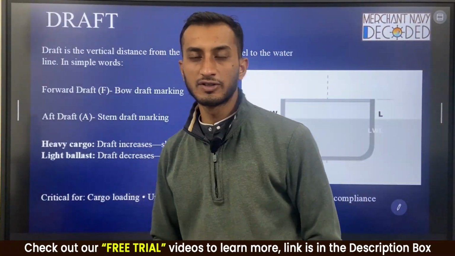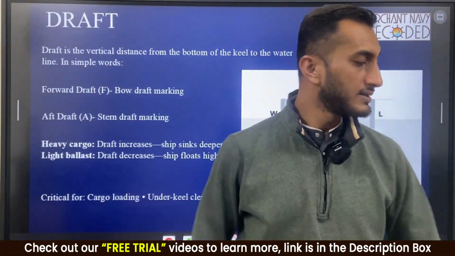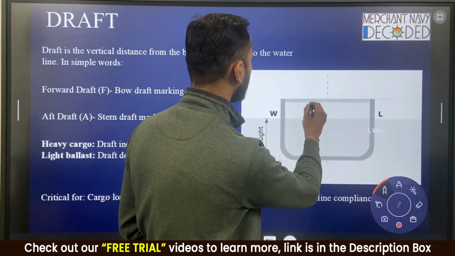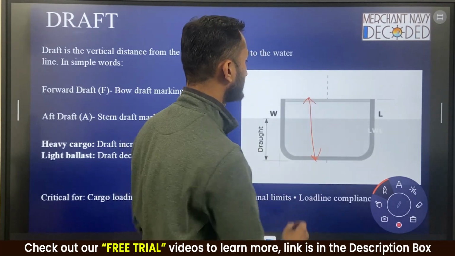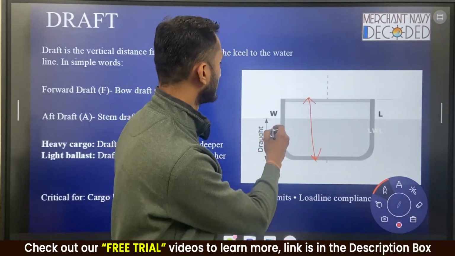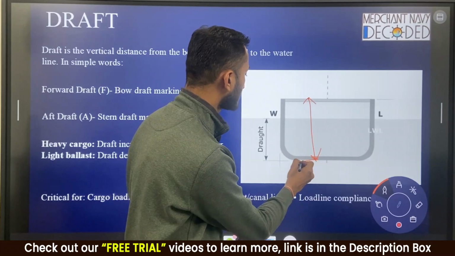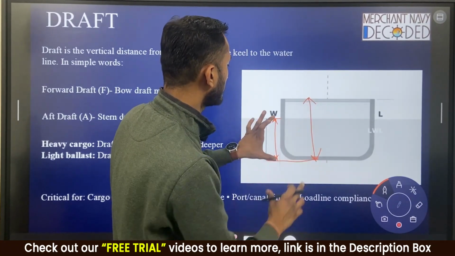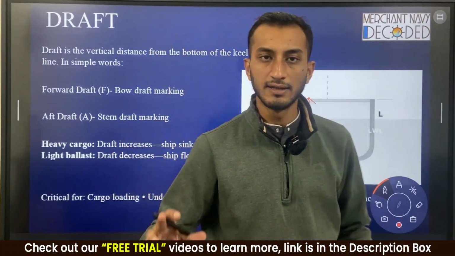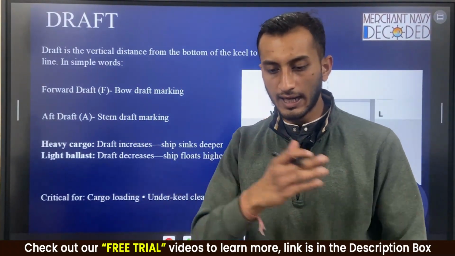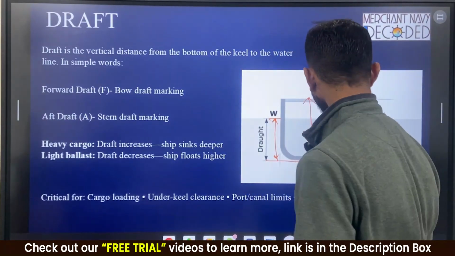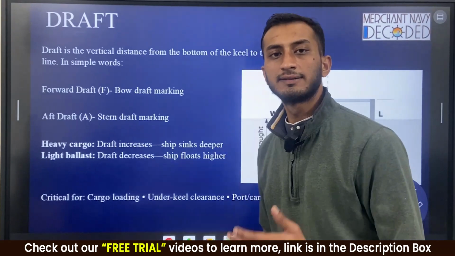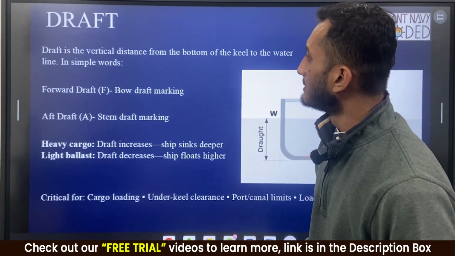Next is the draft of the ship. What is the draft of the ship? This was the depth. Now the draft is the vertical distance from the bottommost keel plate to the waterline. It is measured at 3 positions: forward, aft, and at midship. And it is critical for many reasons: passage planning, under keel clearance, stability purposes, and so on.